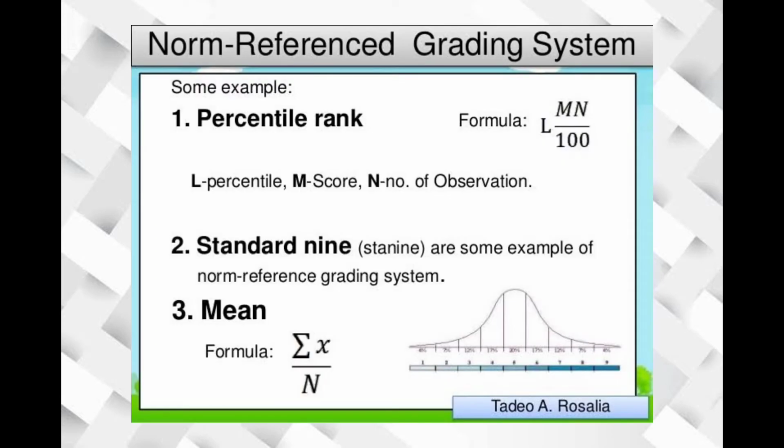Now, let's move forward and discuss some examples. Here are some examples of norm reference grading. First is the percentile rank. The formula for percentile rank is L equals M over N times 100, where L is the percentile, M is the score, and N is the number of observations. The second one is the stanine, or standard nine, and the third is the mean.